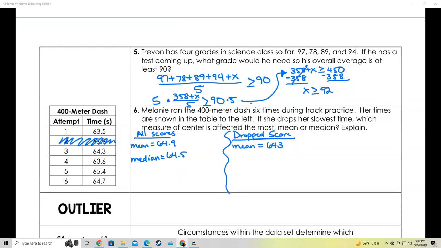And then as far as the median is concerned, same thing. We're going to line up these 5 numbers only. 1, 2, 3, 4, 5. We're going to put them in order. We're going to find the number in the middle, and that number in the middle would be 64.3.